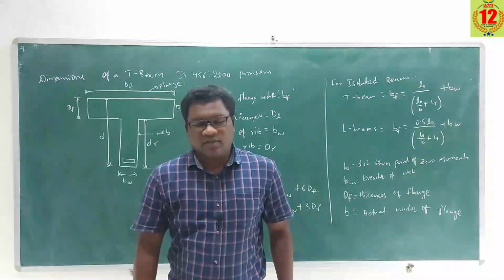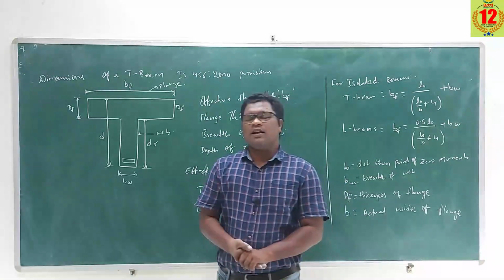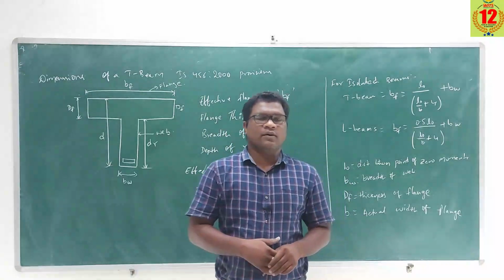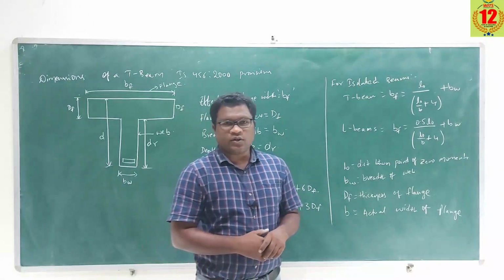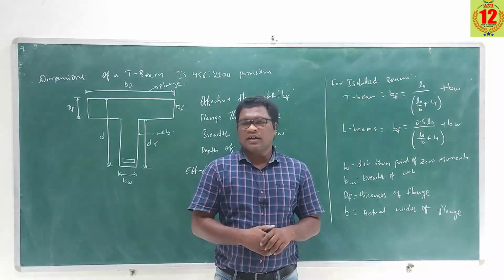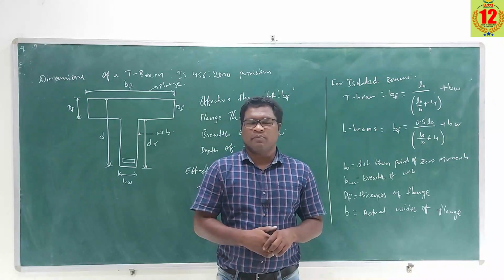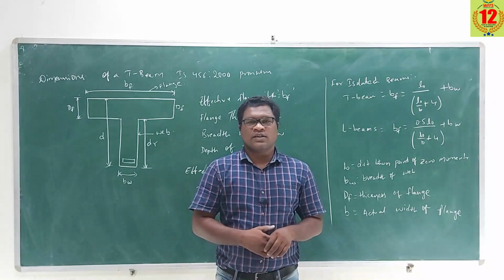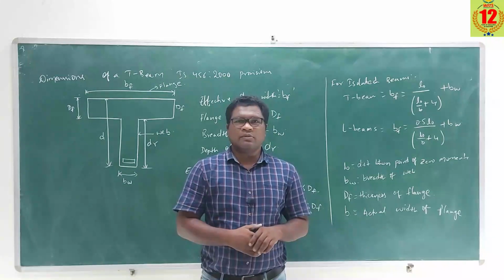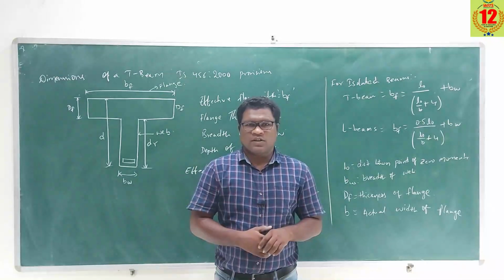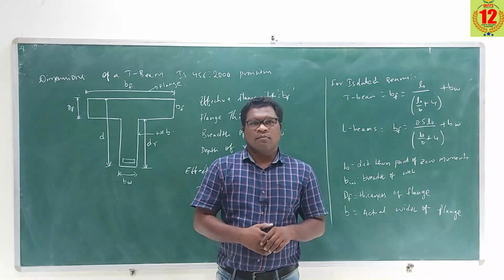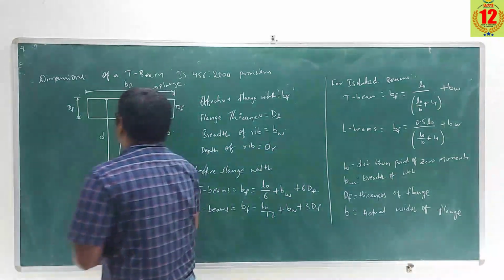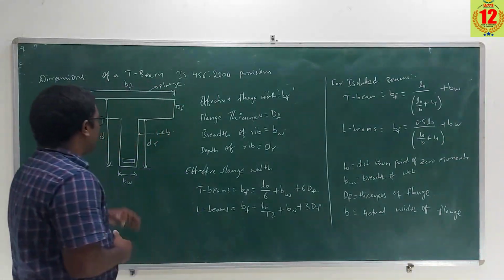Now let us discuss T-beams, and here there is a term, monolithic casting. While constructing T-beams we cast the beam and the slab at the same time, and this is called a monolithic structure. Why? Because we are casting the beam and the slab at the same time, that's why it is called a monolithic member.